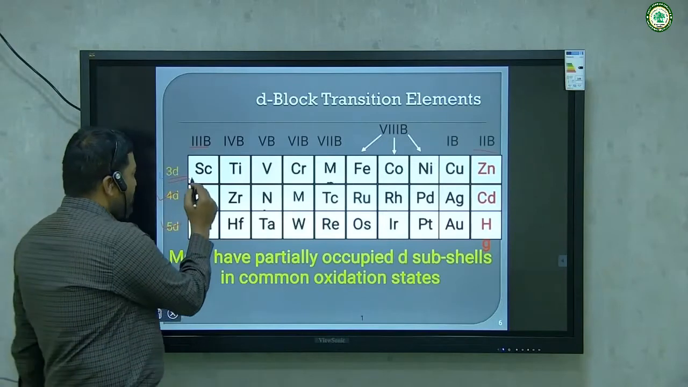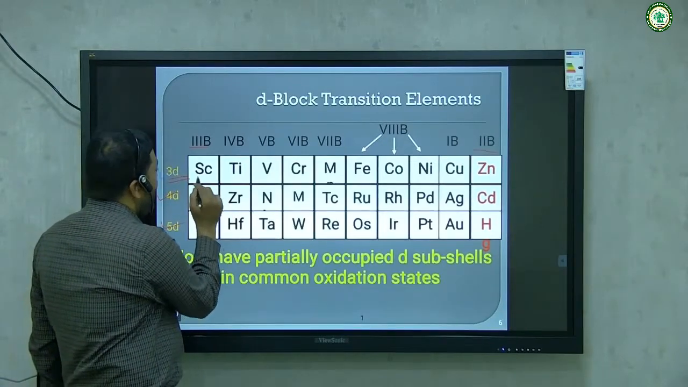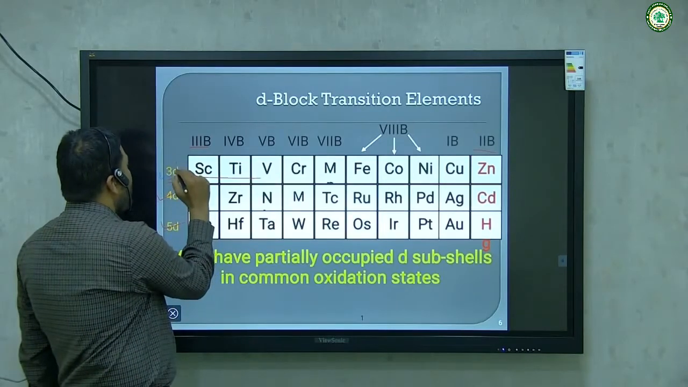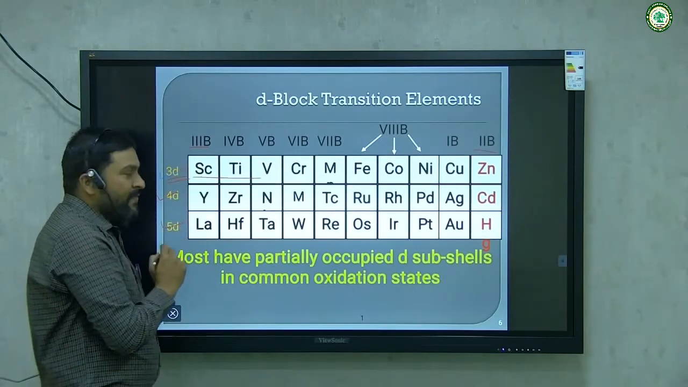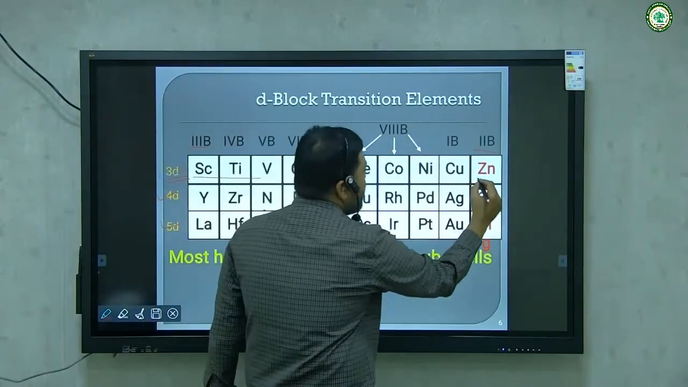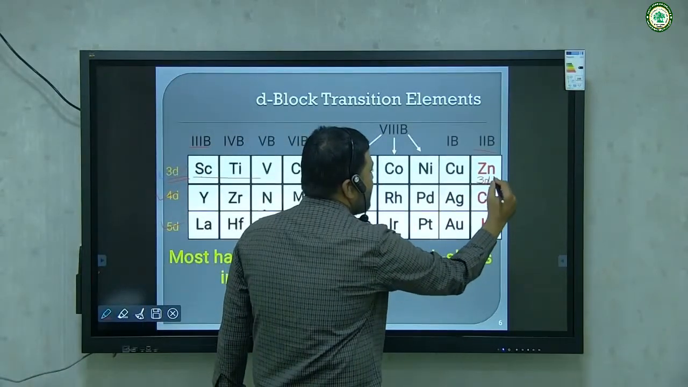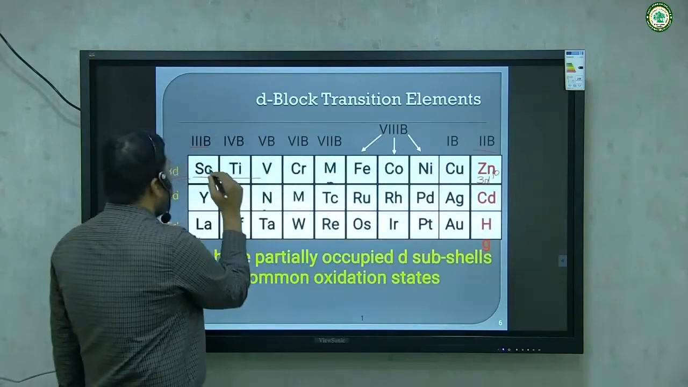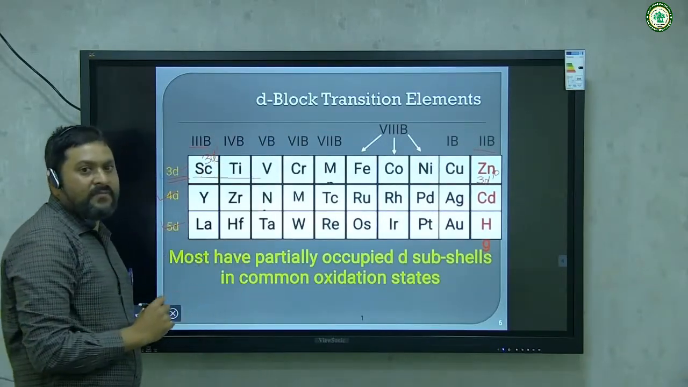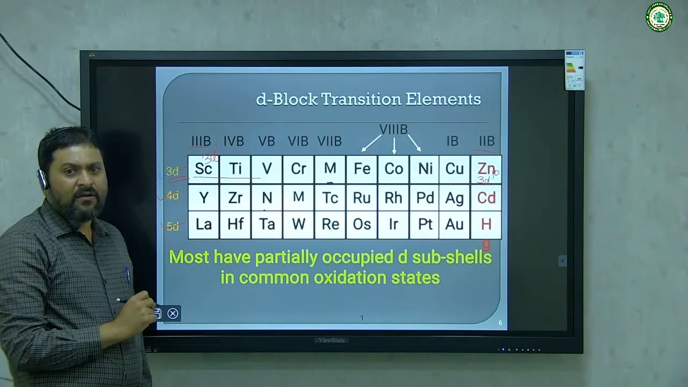When we study the electronic configuration of this series, the electrons are entered into the 3D subshell, meaning 3d1, 3d2, likewise up to 3d10. In case the electronic configuration is 3d10, and in case of scandium that is 3d1. In scandium that is 3d1.